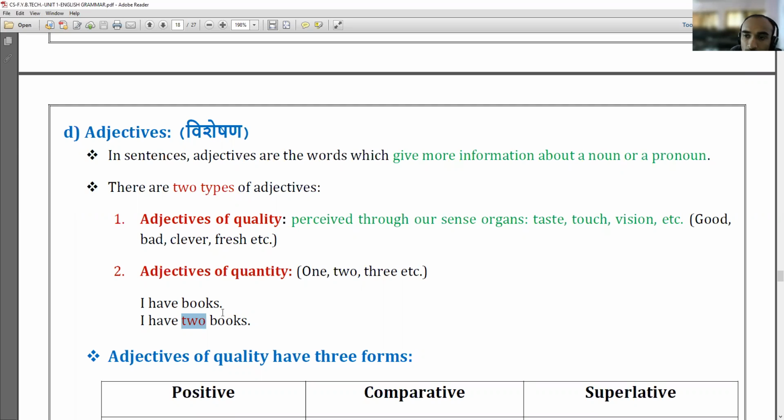And adjective of quantity, we can identify it with 1, 2 or 3. We can call it with the numbers. Okay, I have books. In the first example, there is no adjective of quantity we can find. But in the second example, if we are saying that I have 2 books, then 2 in this example is called the adjective of quantity.